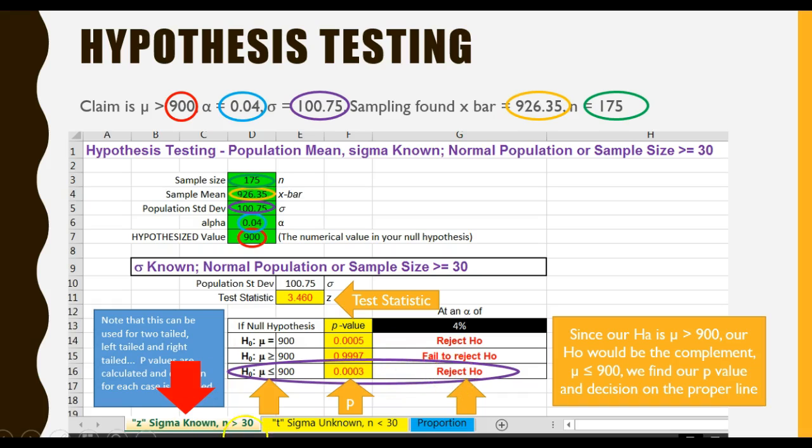It's right there. Notice when I pull this up, there are 3 tabs. There are tabs for doing a z-hypothesis test, for when the population standard deviation is known and the sample size is greater than 30; T, for when it's less than 30 and the sigma is unknown; and doing a proportion hypothesis test. So this, of course, I had a sample size of 175.